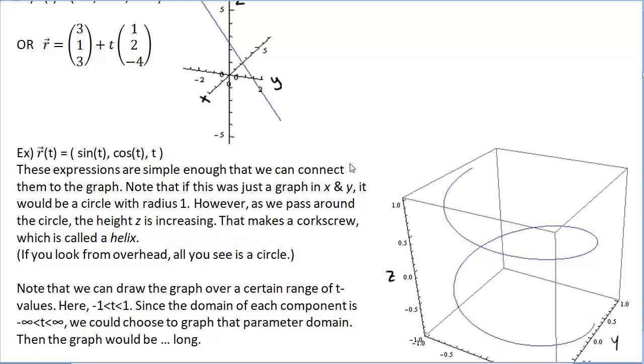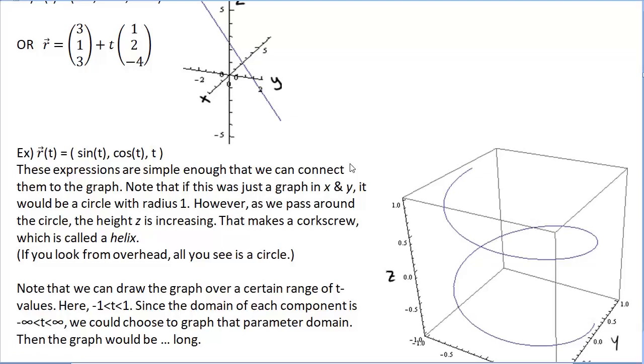However, now that we've added in the z-coordinate, what's happening? As t gets bigger, in other words, as theta is increasing as we're wrapping around the circle, the z-coordinate is increasing. Therefore, what you get as a result is a corkscrew. In math, this is called a helix. If you look at the graph from above, you would be looking straight onto the xy plane, and you can imagine all you would see is a circle.